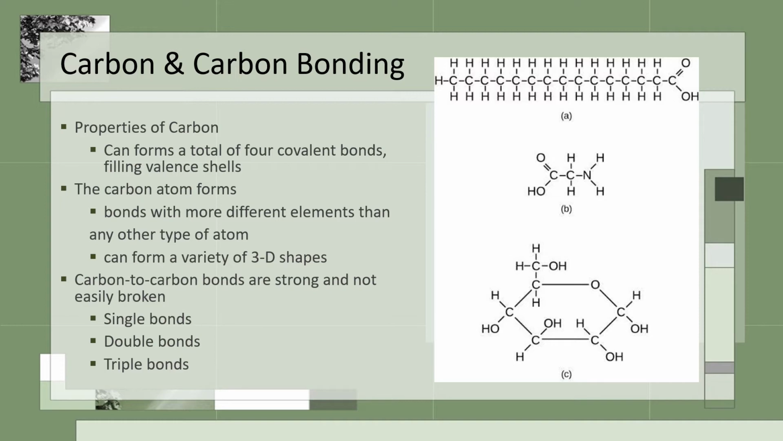Notice in the diagram, the top image, A, shows a very long string of carbons bonded. B shows a double bond with elements including nitrogen, while C shows a ring 3D shape, just to show how versatile carbon bonding can be.